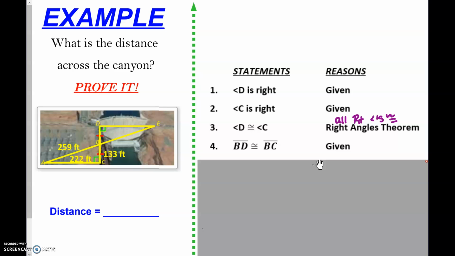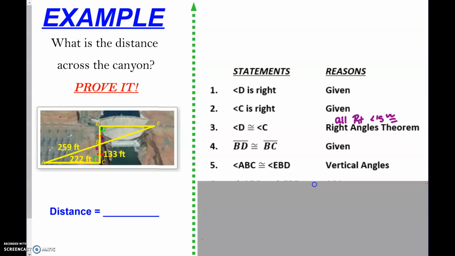Now, is there a third thing here that this diagram is showing us that we can use? And I think we can use that this angle right here is congruent to that angle right there by vertical angles. So now we have three corresponding parts. We have an angle, the side between it, and another angle. So these two triangles are congruent by angle, side, angle.